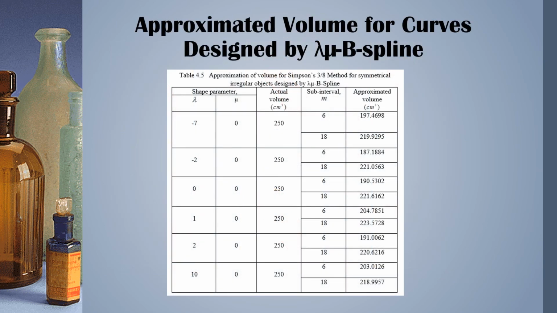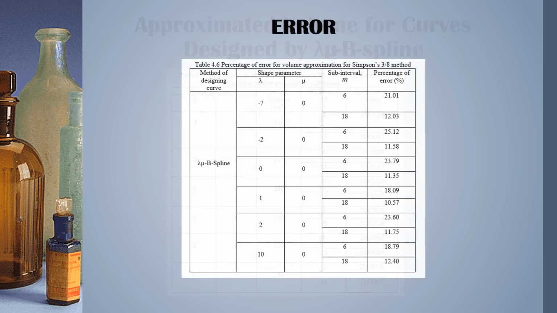Based on this result, it can show that shape parameter lambda equal to 1 and subinterval equal to 18 have the closest approximated volume to the actual value. So in error analysis, it can show that shape parameter lambda equal to 1 and subinterval equal to 18 have the least percentage of error.